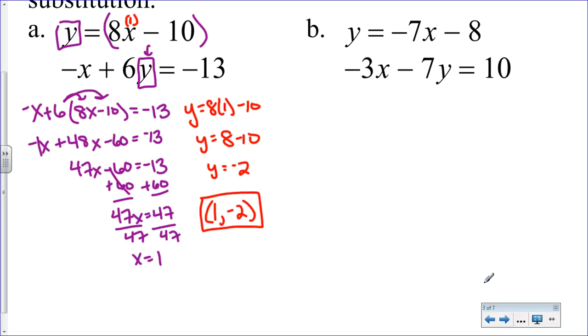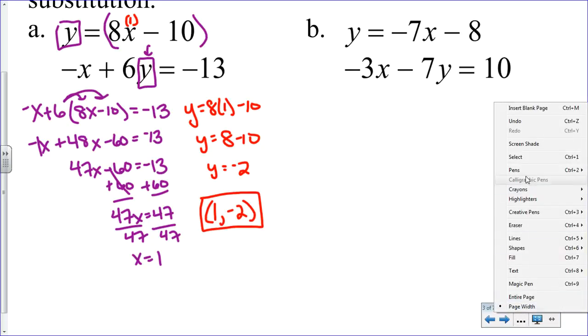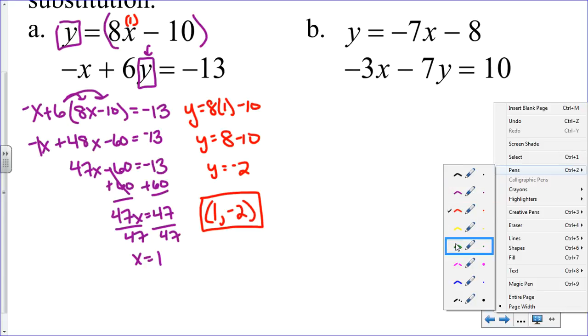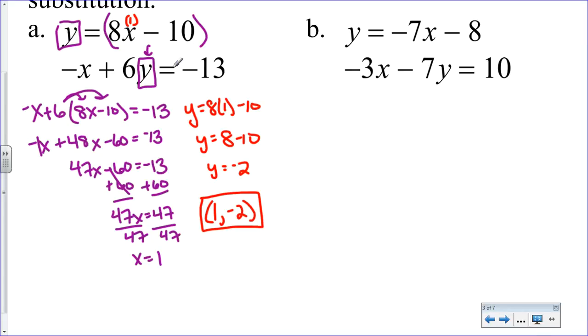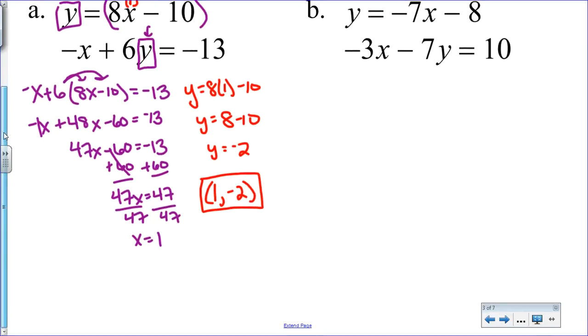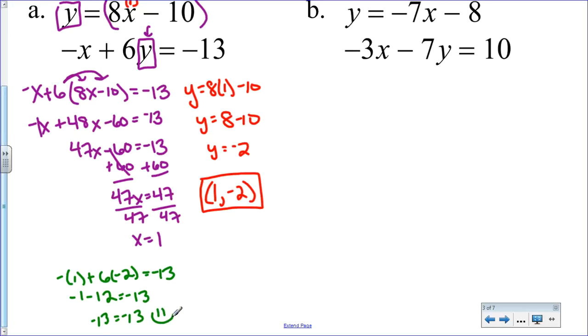Now we can check this like we did in the last lesson by plugging the point into the second equation. It should work for the first equation. We'll plug it into the second just to make sure. So I have negative 1 plus 6 times negative 2 equals negative 13. So negative 1, and when I multiply, I get negative 12. So negative 1 plus negative 12 is negative 13. If I get a true statement, I'm good.